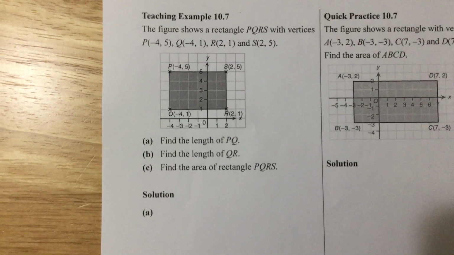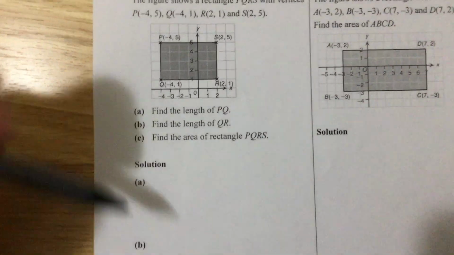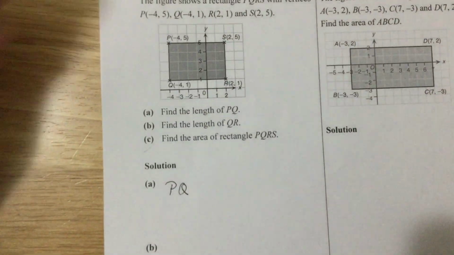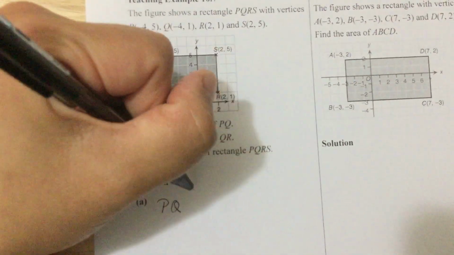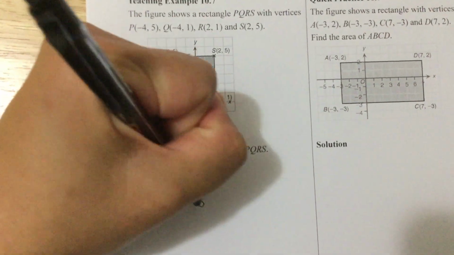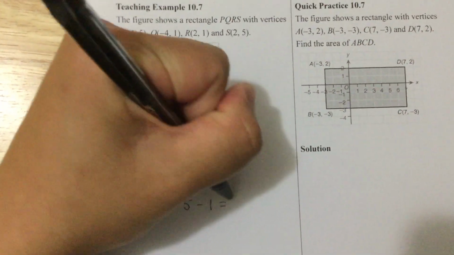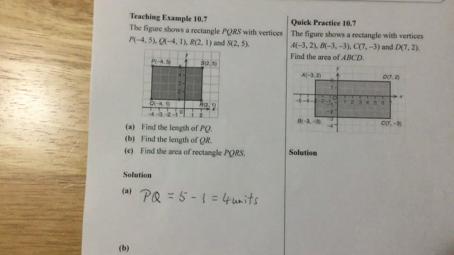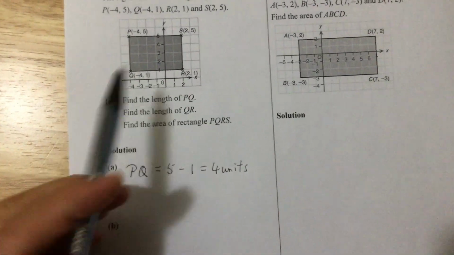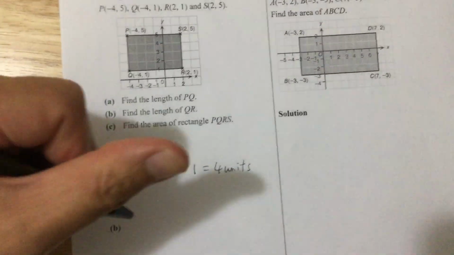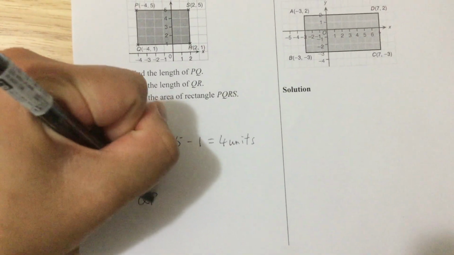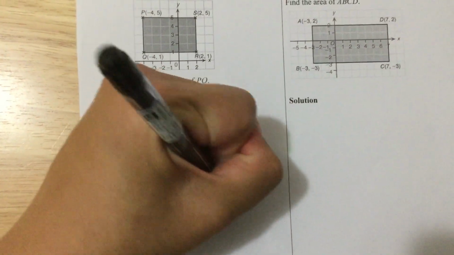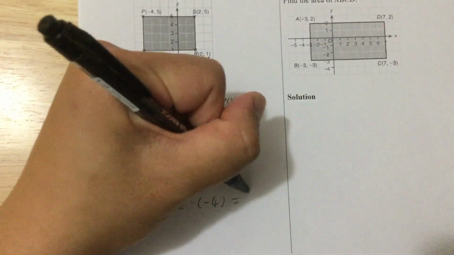Okay, now I'm going to calculate part A. Part A is to calculate PQ. Like the last video, I have given you PQ: 5 minus 1. Okay, immediately, 4 units. And then for QR: 2 minus -4. So this is 2 plus 4. This is 6 units.